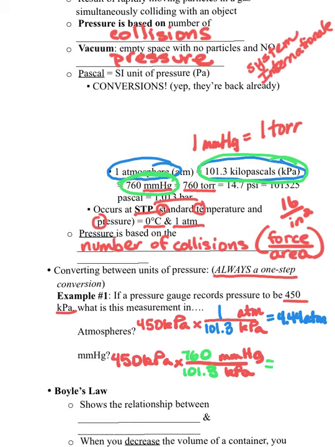So I'm going to take my calculator, punch in 450, multiply it times 760 because that's on the top, and then divide it by 101.3 because that's on the bottom, and I'm going to keep 3,376 as my answer, millimeters of mercury.